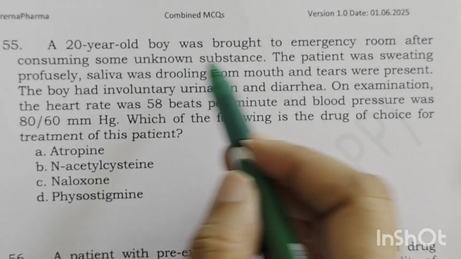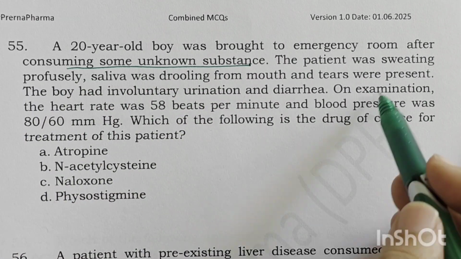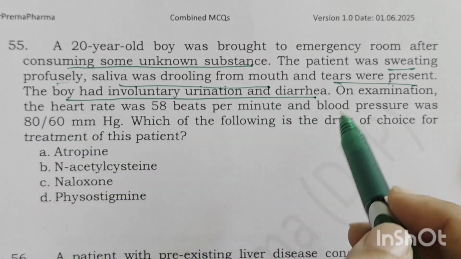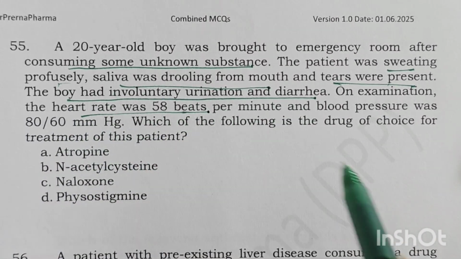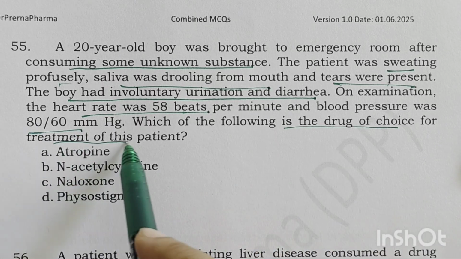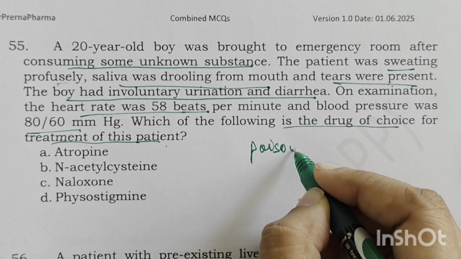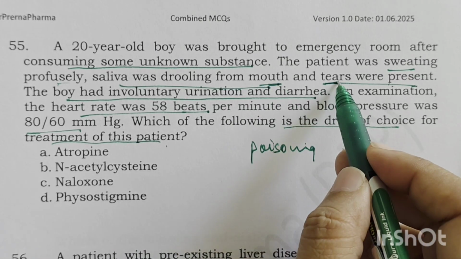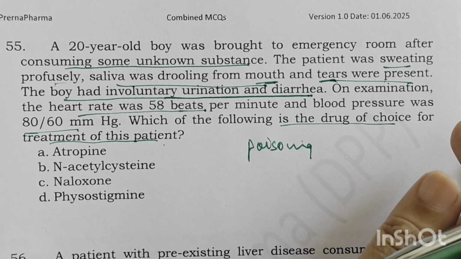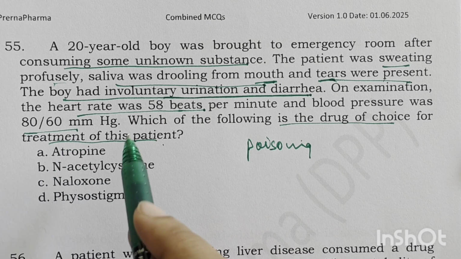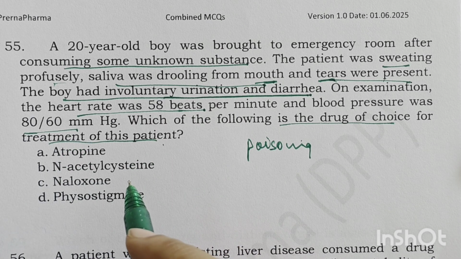A 20-year-old boy is brought to the emergency room after consuming some unknown substance. The patient is sweating profusely, with saliva drooling from the mouth, and tears present. The boy has involuntary urination and diarrhea. On examination, the heart rate is 58 beats per minute and blood pressure is 80/60. Which is the drug of choice for the treatment of this patient? So here it is a poisoning case. This looks like a case of OPC poisoning, organophosphorus poisoning.